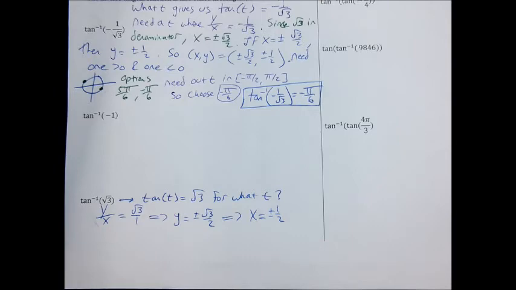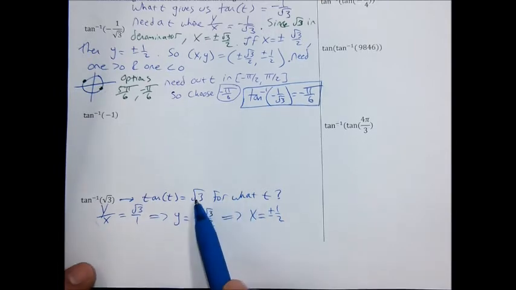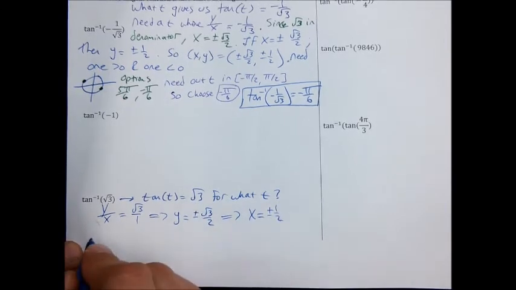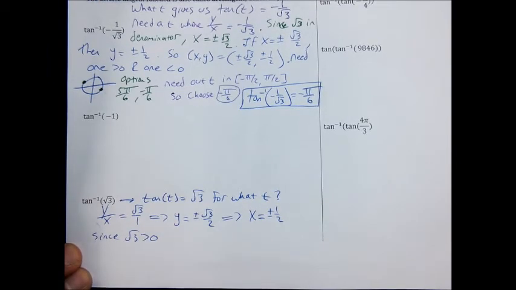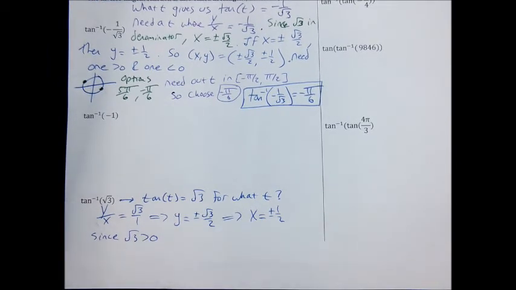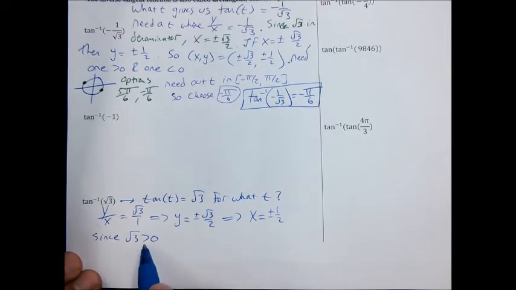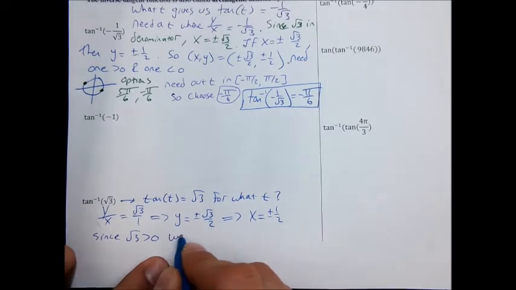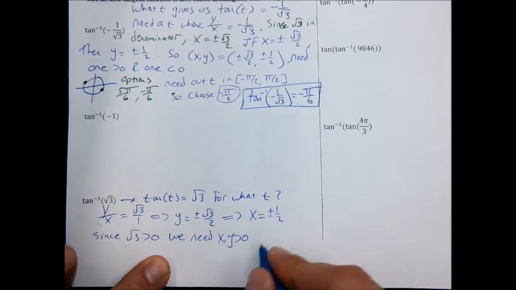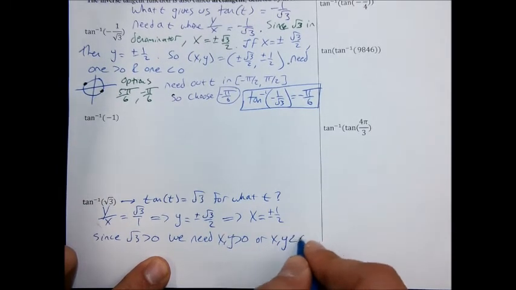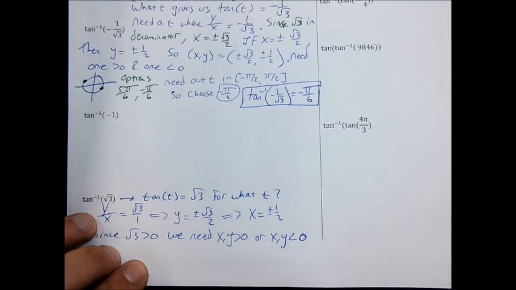But this is an opposite situation to the last one in that root 3 is positive. So if we're going to divide two numbers and get a positive value, they either both need to be positive or both need to be negative. Since root 3 is positive, that means we need both the x and the y value to be positive, or they both need to be negative.